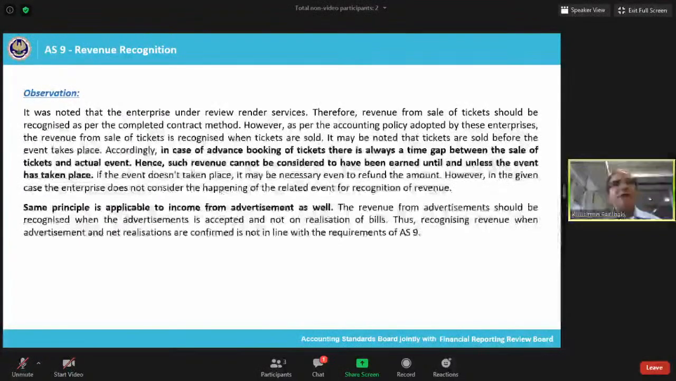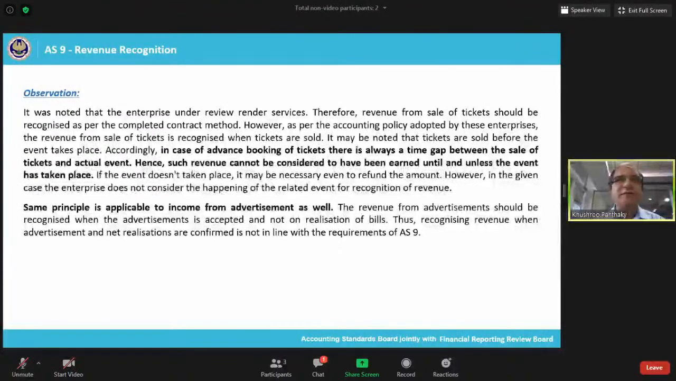And there can be an uncertainty of that particular event happening. It could be a natural catastrophe, it could be monsoon, it could be a pandemic, it could be anything. And therefore, you cannot recognize revenue upfront upon the sale of the ticket. There is a time gap between the sale of tickets and the actual event, and you need to wait until the actual event takes place. Upon the successful completion of that particular event, you can recognize the sale of that ticket.